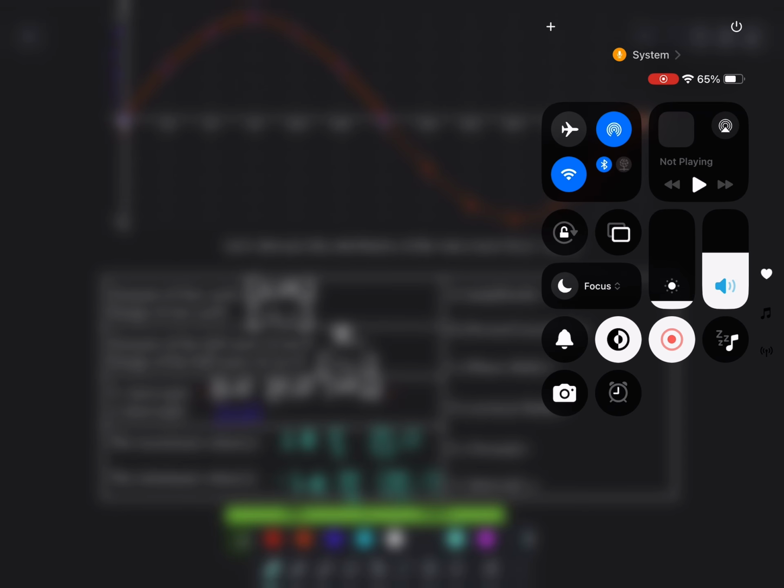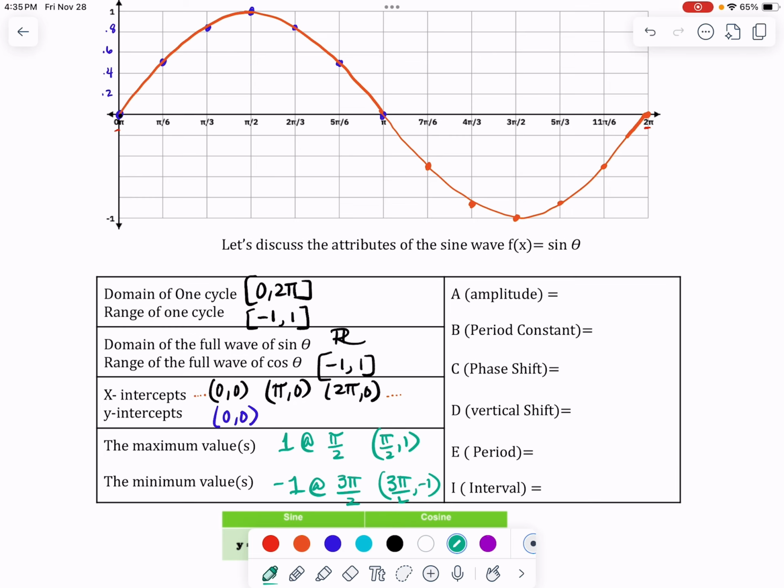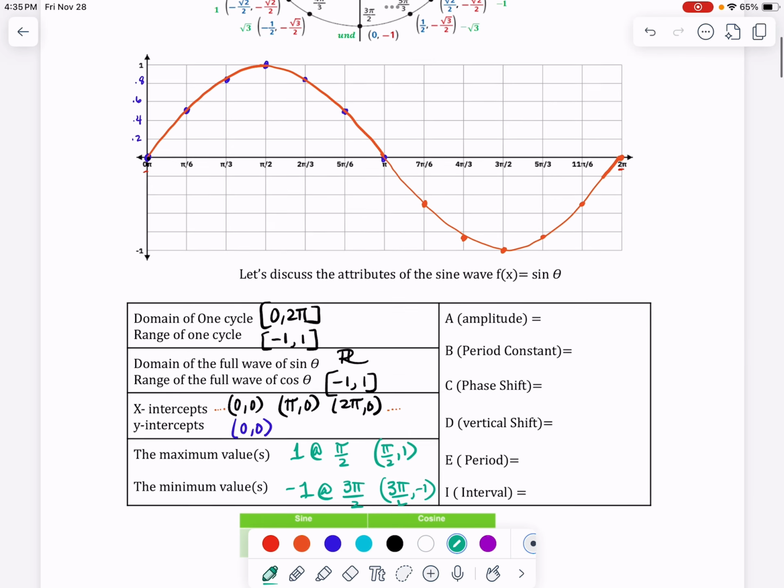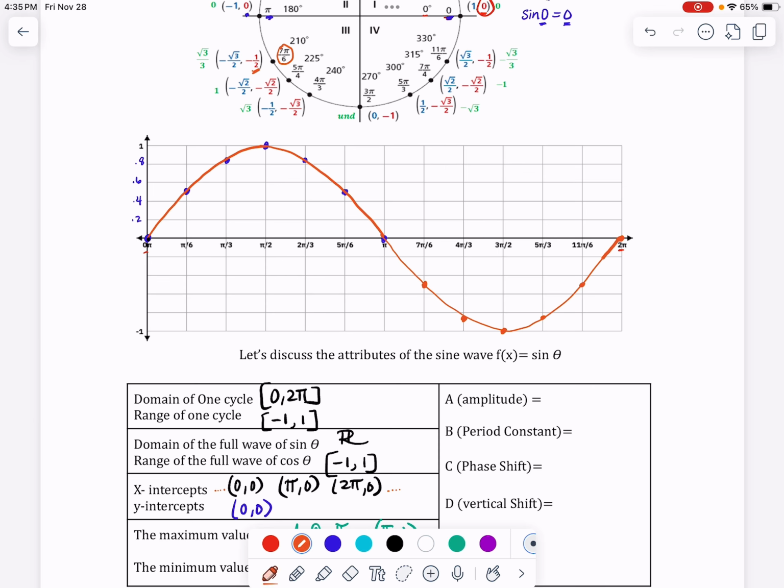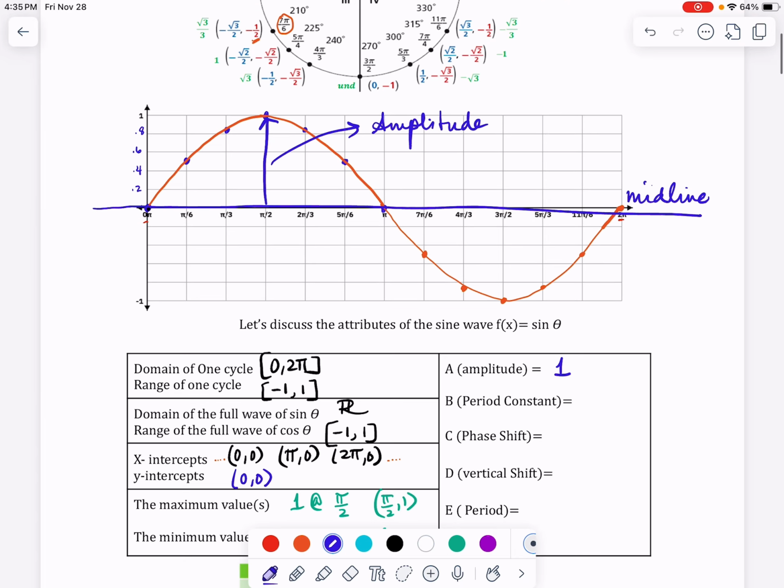Let me fix this. Okay. Then come some basic things that are associated with a wave. Because this is a wave, a little bit of physics comes into it as well. This right here is referred to as the midline of the wave. And the height of the wave above the midline is what is referred to as the amplitude of the wave. So in this case, as you can see, from the midline it goes up to 1, and that is referred to as the amplitude.